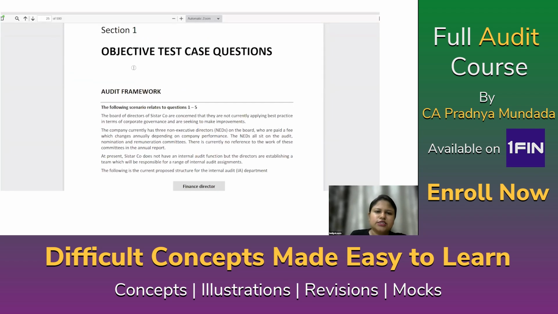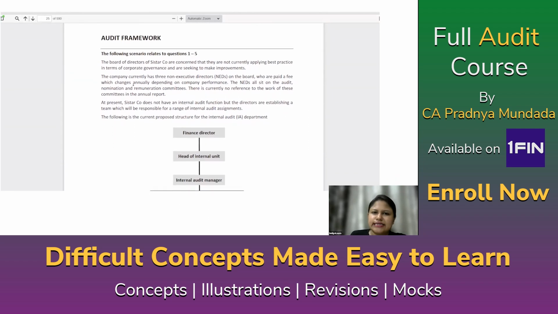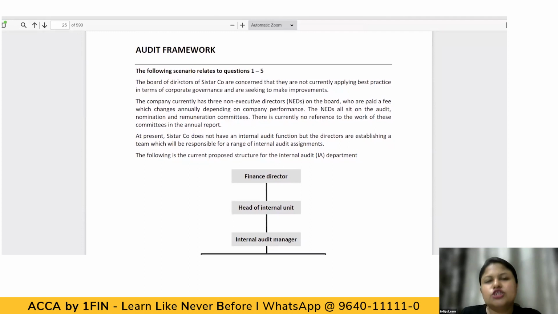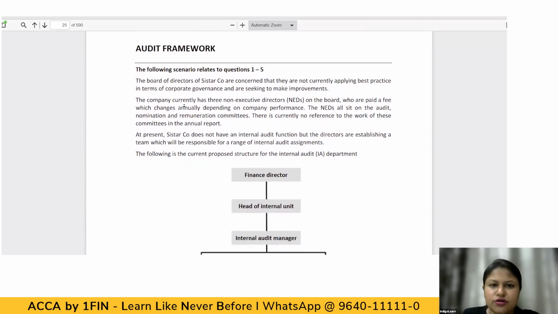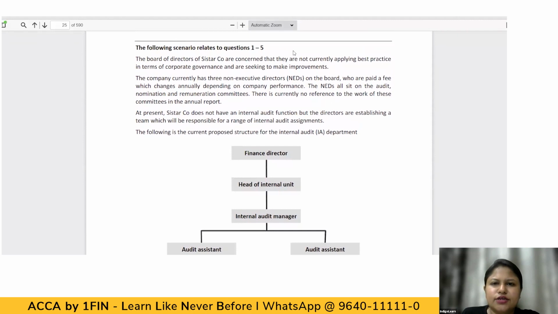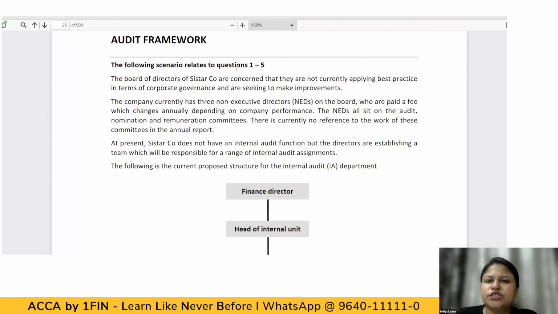As you know, these questions will each have 5 questions under them. Each question will be 2 marks. So basically it is going to be a 10 marker question. Okay. So let us get started. Here is the following scenario. The following scenario relates to questions 1 to 5.